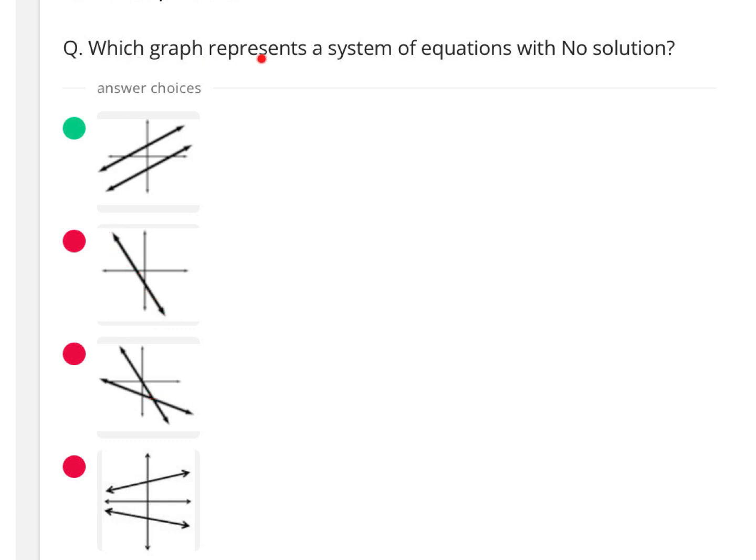Or if I said, which graph represents a system that only has one solution? Well, that would be this one right here, or even this one over here, because even though you don't see it crossing, eventually over here it will intersect. So it does have one solution, just like this one does over here. So please be very careful with the words that you read, and let's move on.